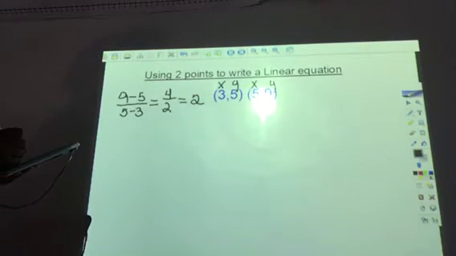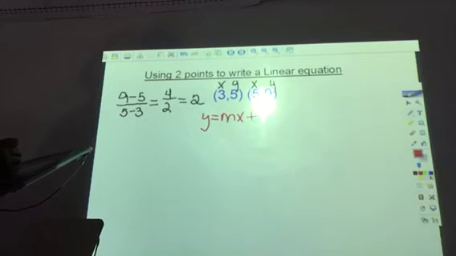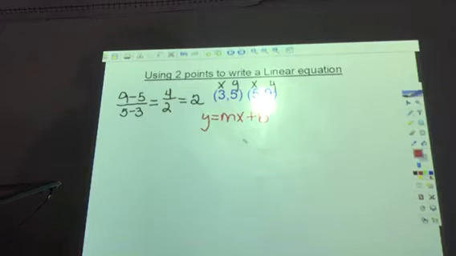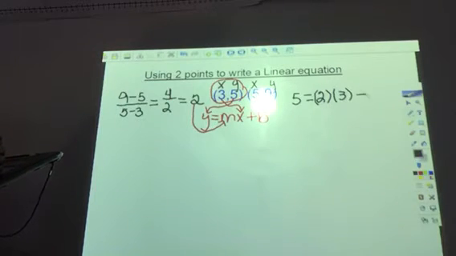So now, slope-intercept form is y equals mx plus b. I need to choose a point. Again, I'm going to make it easier on myself, and it doesn't matter which one I choose. I can choose (3, 5) or (5, 9). I'm going to choose (3, 5). And then I'm going to substitute. Y is 5, 3 is x, and my slope is 2. So now, this is 5 equals 2 times 3 plus b.